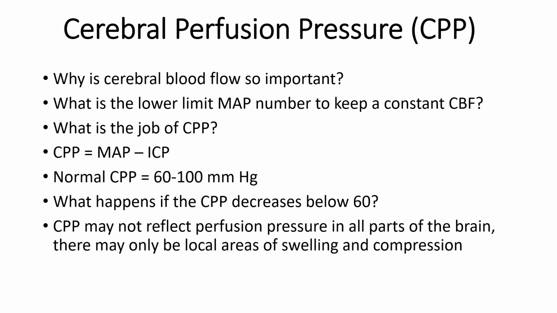Normal CPP range is 60 to 100 millimeters of mercury. That's where we really want to keep that range. Anything 50 or less is not good. It actually results in ischemia and brain death. So we really want to keep it 60 and above. What happens if our CPP decreases? It decreases blood flow to the brain. It's really that simple. We don't want to make this any harder than it is, but it decreases that blood flow to the brain, and that's when it would read below 60.